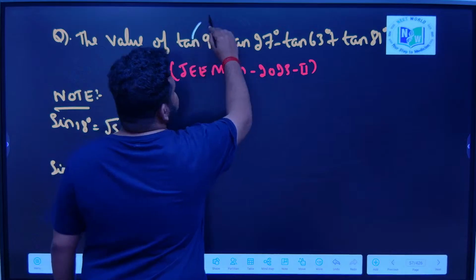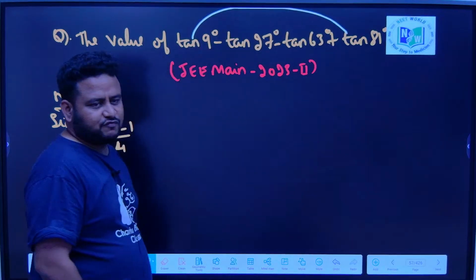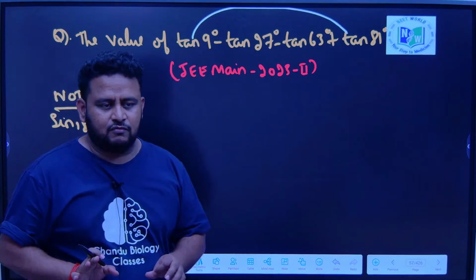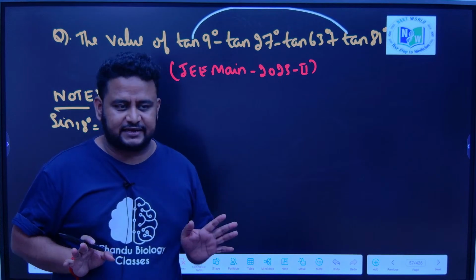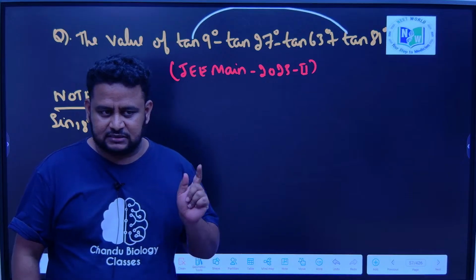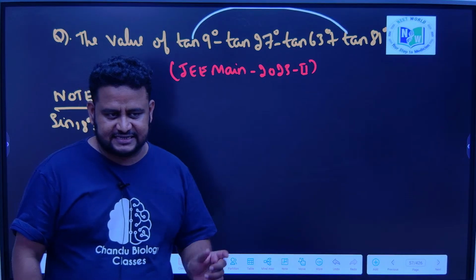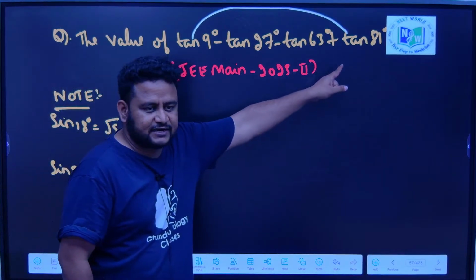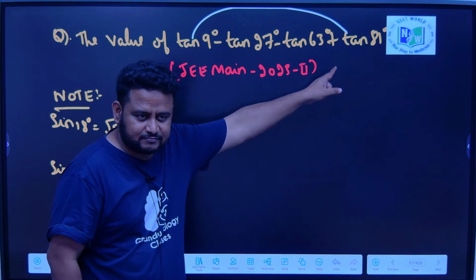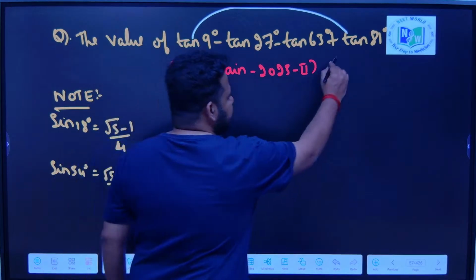So tan 9 degree and tan 81 degree. The first thing when you see this: tan and cot are complementary. Sin and cos are complementary. Secant and cosecant are complementary. So observe here, tan 81 can be written as what? Tan of 90 minus 9. Correct?